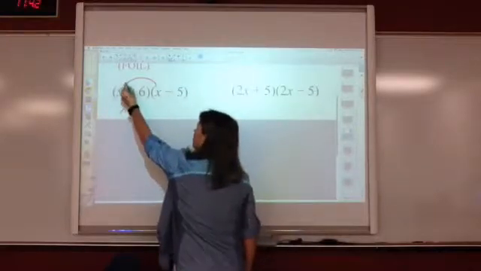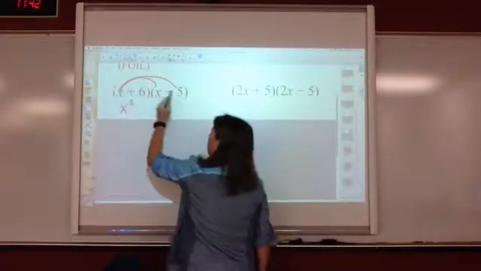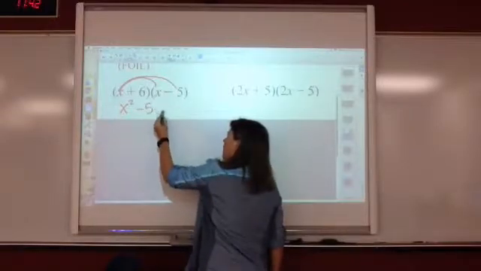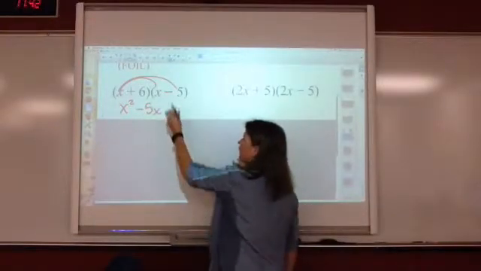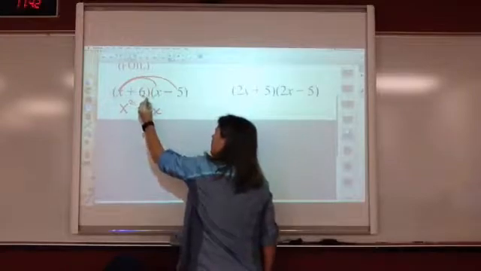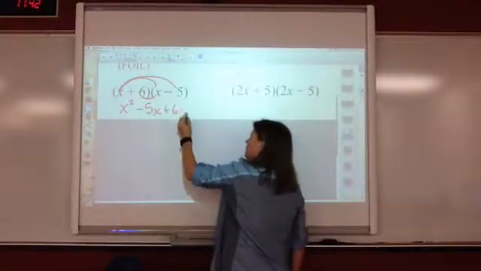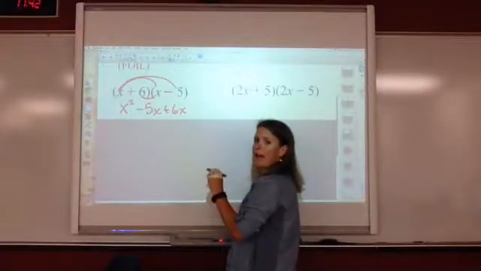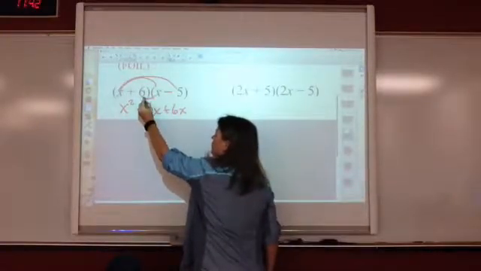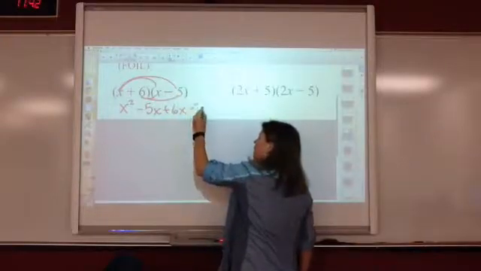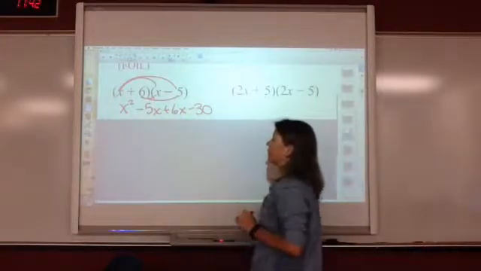The outside terms, they're the farthest away. x times negative 5 is negative 5x. I for inside, those are the two closest terms. Inside, 6 times x is 6x. And last, the last two terms in each binomial, 6 times negative 5 is negative 30.